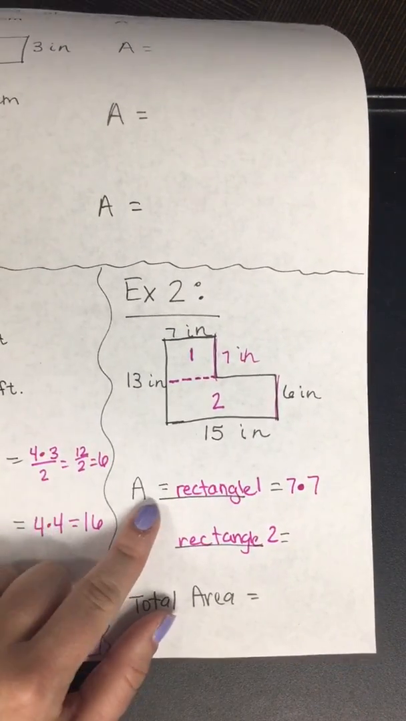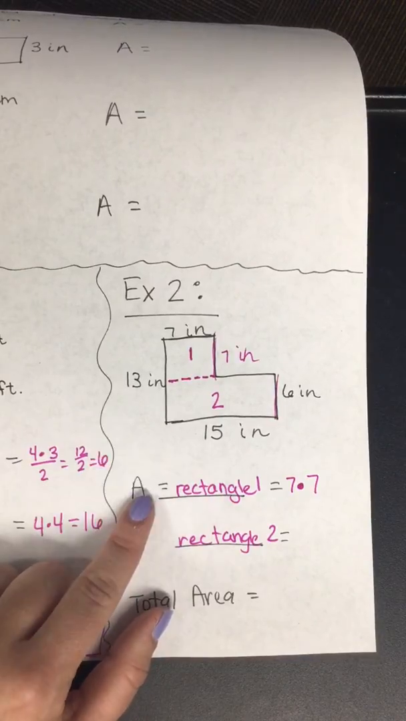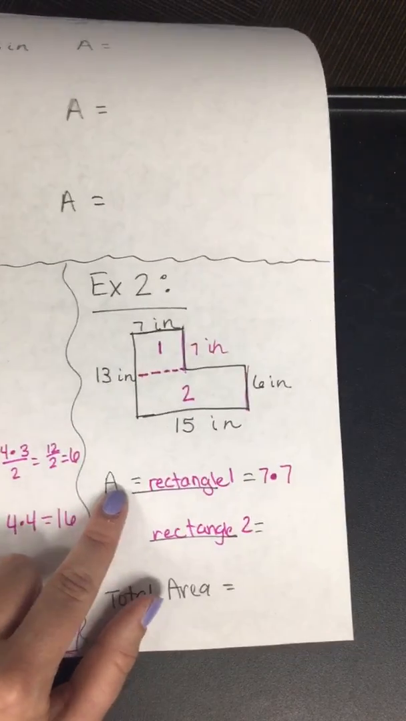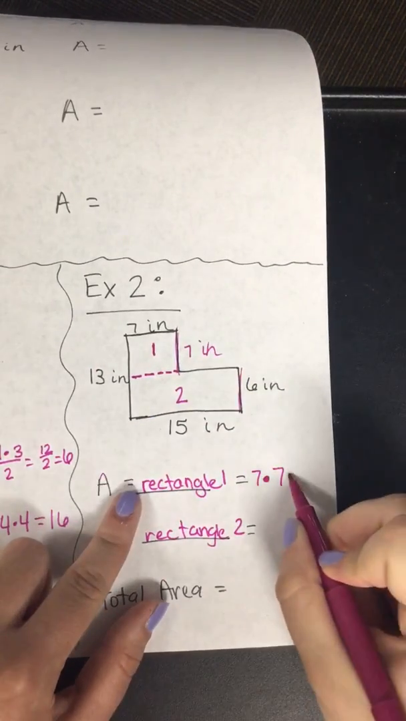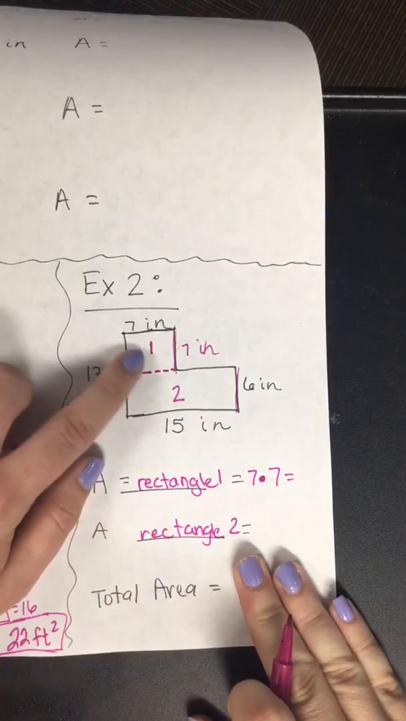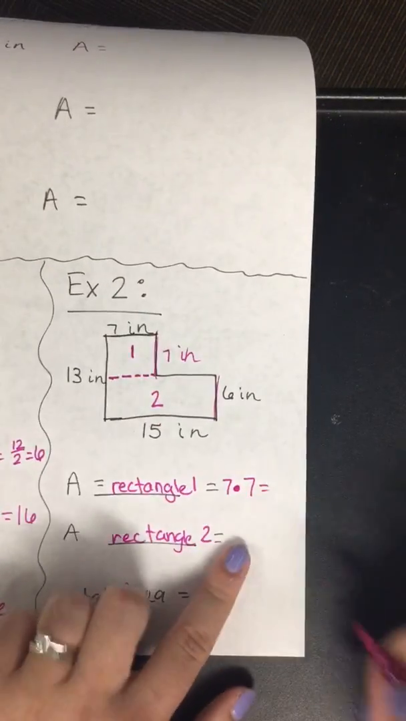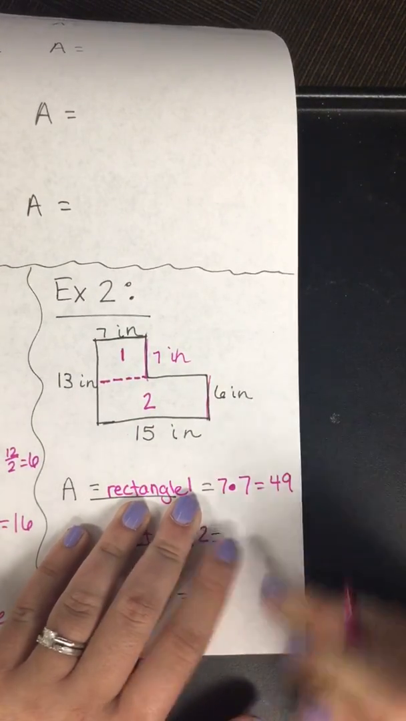And it's okay to say that this is a rectangle. It's fine. It's not incorrect. All right. So this one up here is a square, 7 times 7, which is 49.